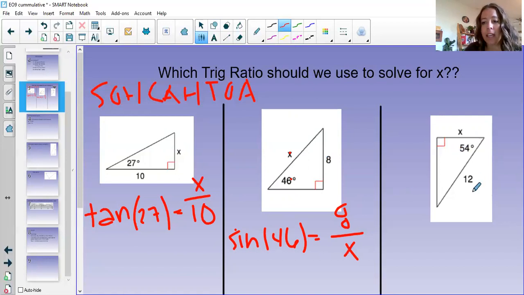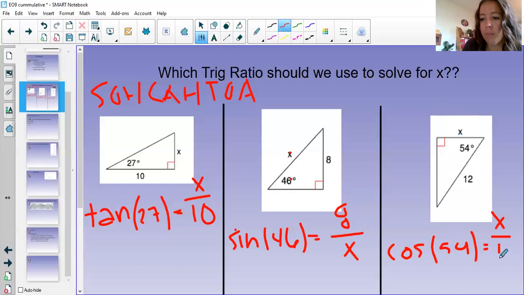Lastly, again, we have a hypotenuse, so we know it's either sine or cosine. And if we look at this angle, right next to it is our other side length. So that's adjacent, okay? Remember that the hypotenuse will never be one of your opposites or your adjacents. The hypotenuse is its own thing. So here we would have cosine of 54 is adjacent over hypotenuse, and then we could solve for that. Okay, awesome. So that's just a little review on how we can pick which one.